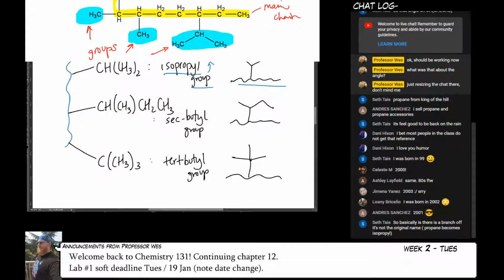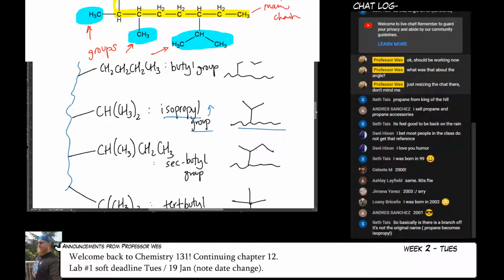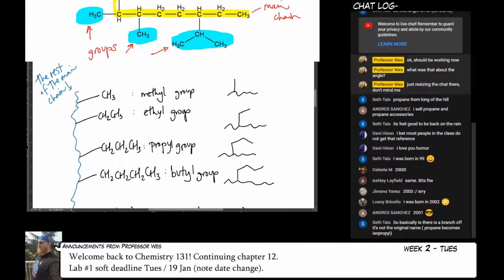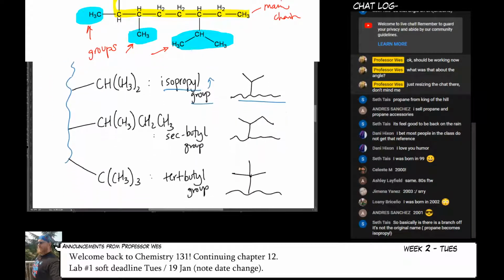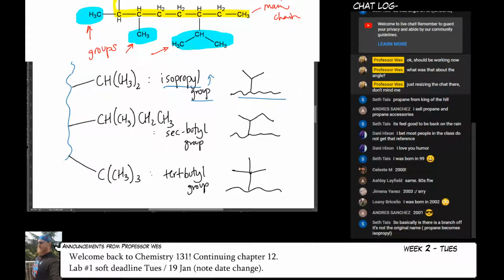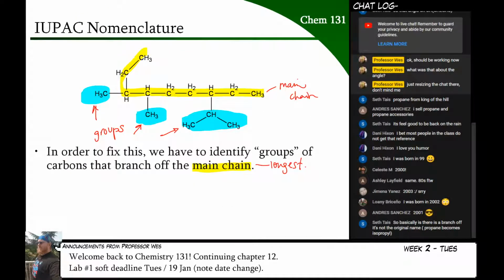So we're going to use these names of these groups in naming our molecules, okay? And then later on, we're going to add more groups. That's going to be a section that we do at the very end of the chapter. Not today, but later on. All right.